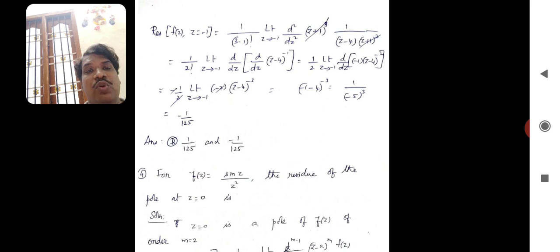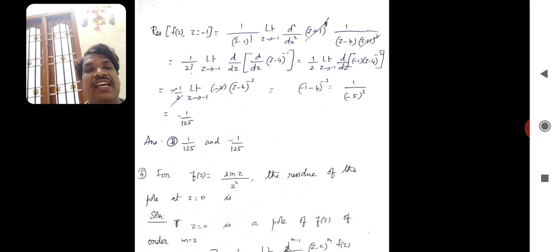So again 2 factorial is 2, so I have 1 by 2 limit z approaches minus 1 d by dz, differentiation of z minus 4 whole power minus 1. So apply the power formula for derivative. So the power comes to the base, minus 1 into z minus 4 power minus 1 again minus 1, so it is power minus 2.